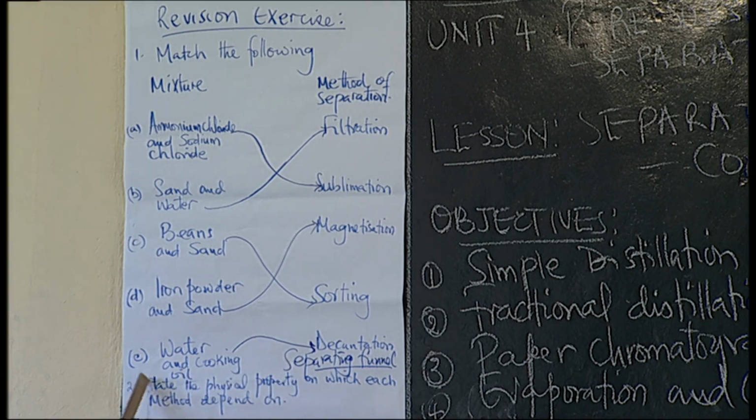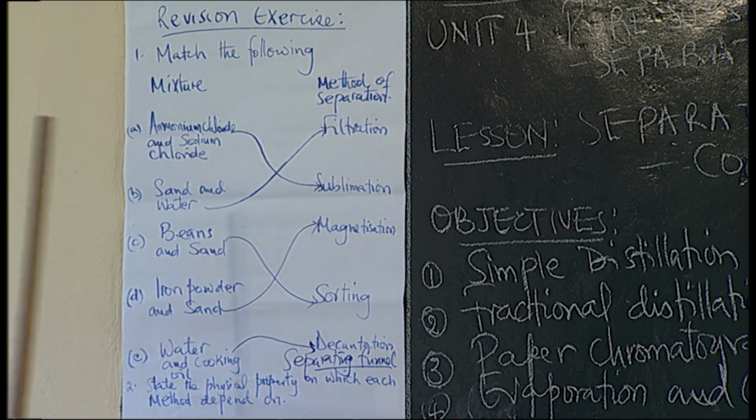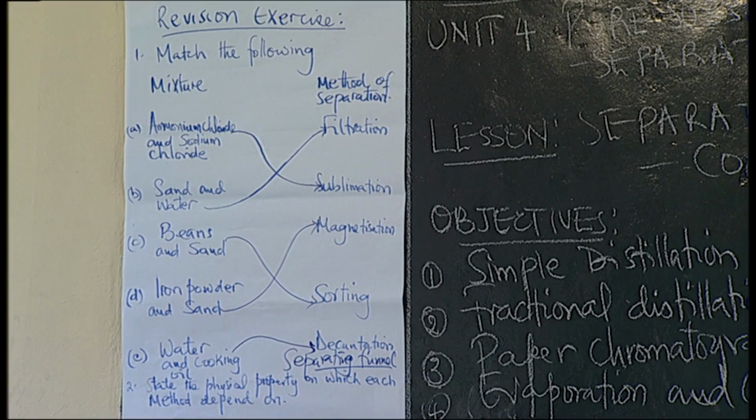Here we are, number 2. They say state the physical property on which the method depends. Each of these methods has its physical property. When you look at filtration, which physical property are we using here? We are using solubility here.